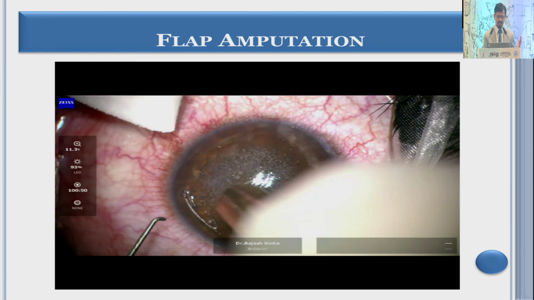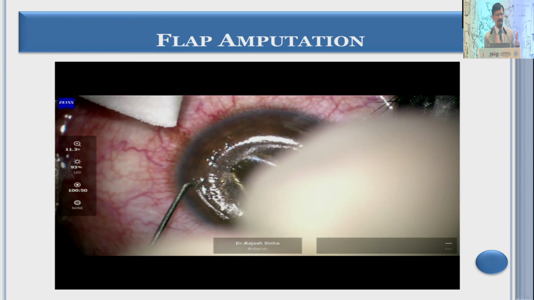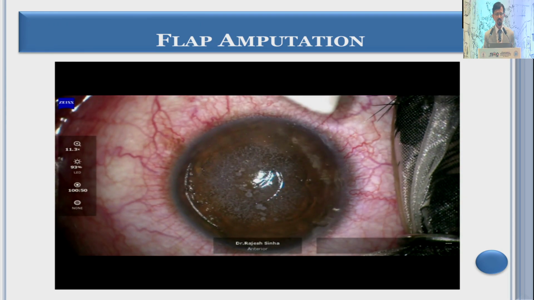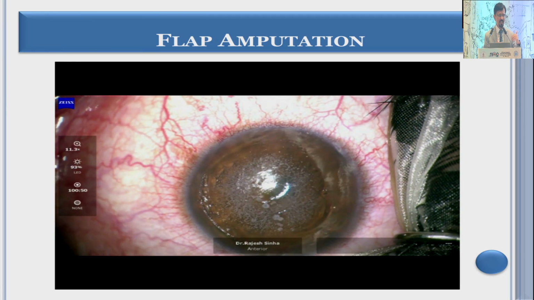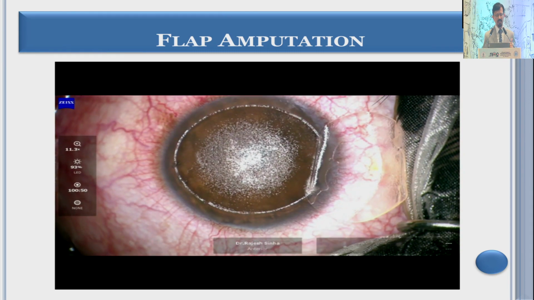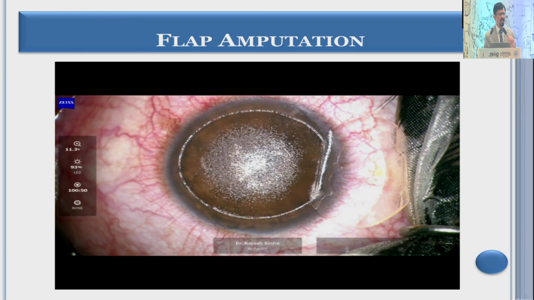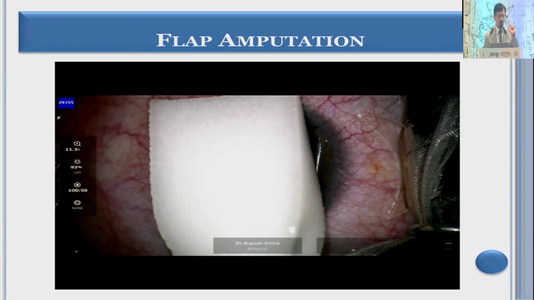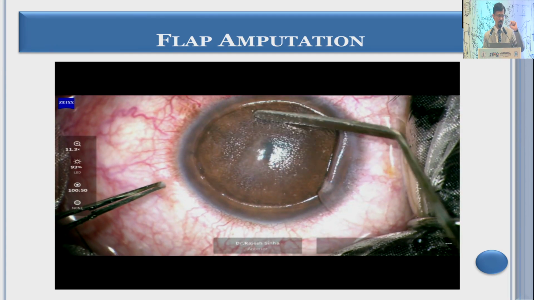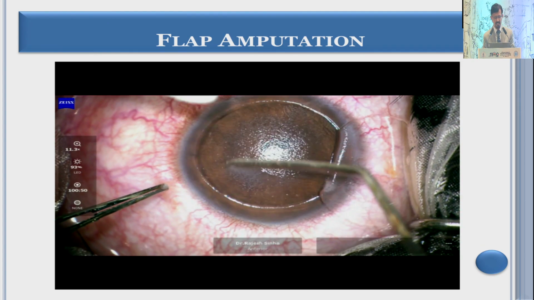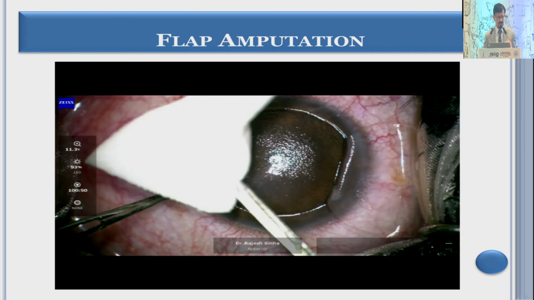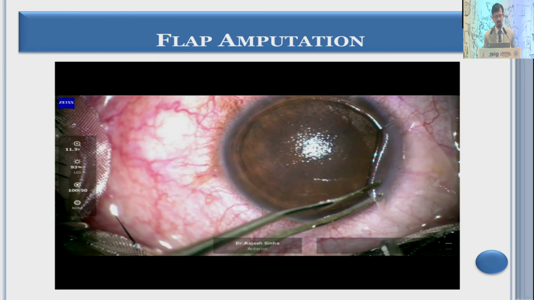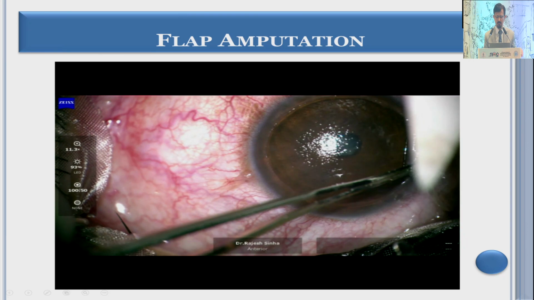And with flap amputation, the only fear that people have in mind is how much will be the refractive error. It is not much. In most of the studies and in our own experience as well, the hyperopia is hardly anything. You can get a little bit of astigmatism, more often because of the microkeratome flap, because in such cases, if there is any surface irregularity, the interface irregularity is also there, and that can result in some astigmatism.